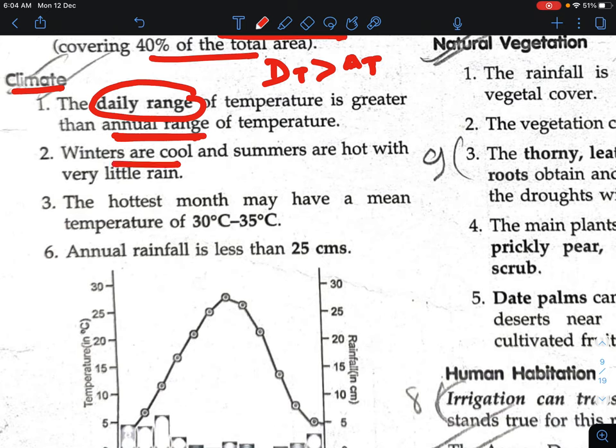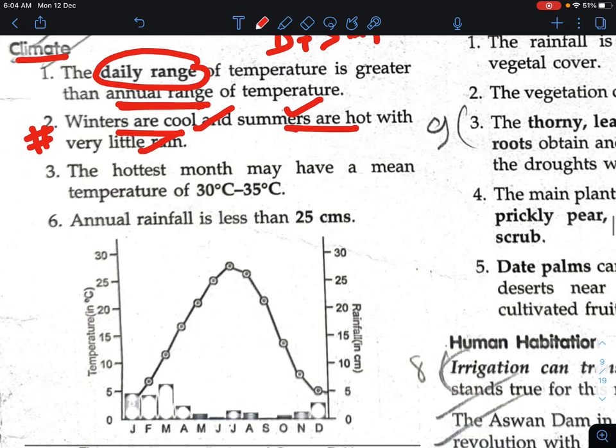Winters are cool and summers are hot in these areas, that is the tropical desert, with little rainfall. This area does not get much rainfall, because most of the area lies in the tropical desert.